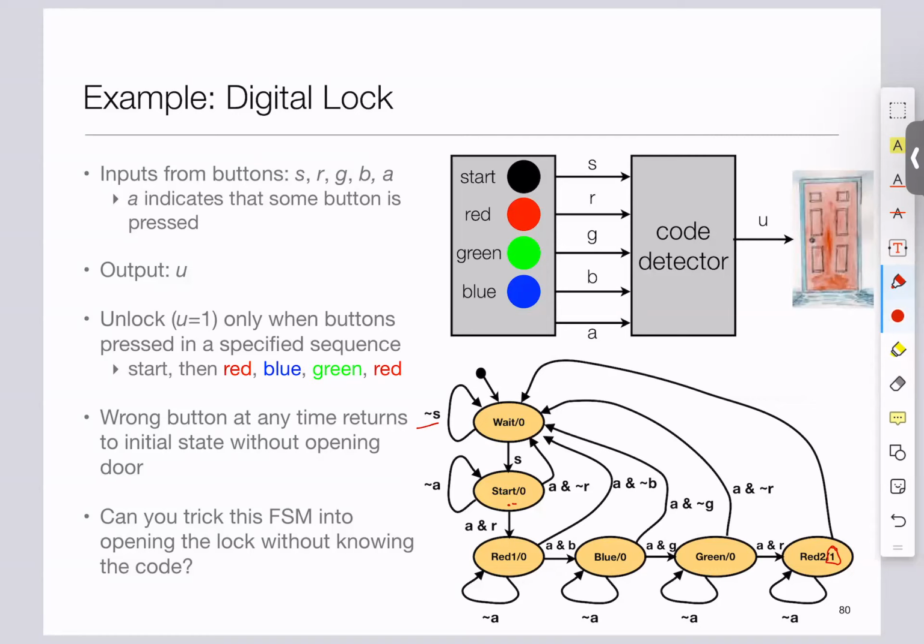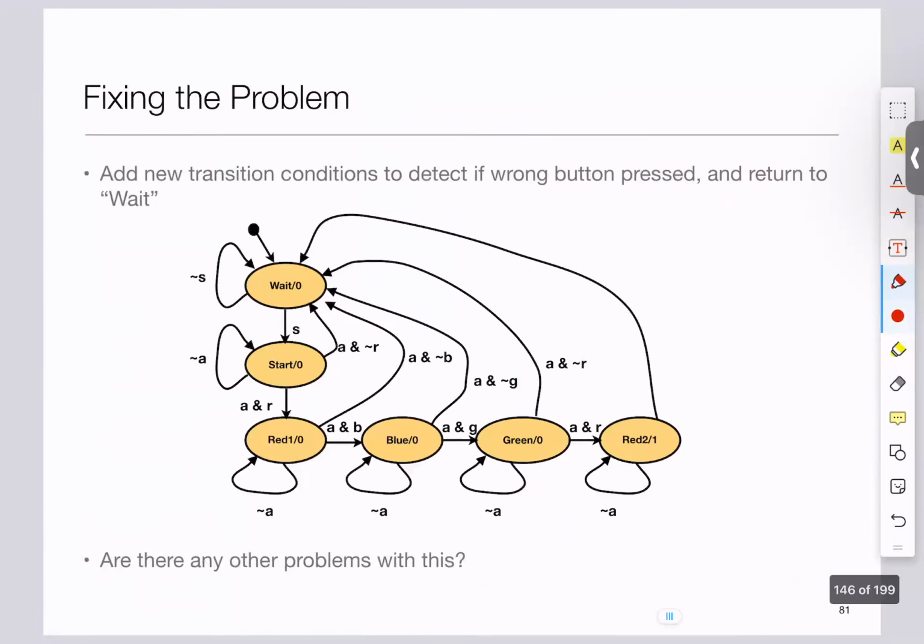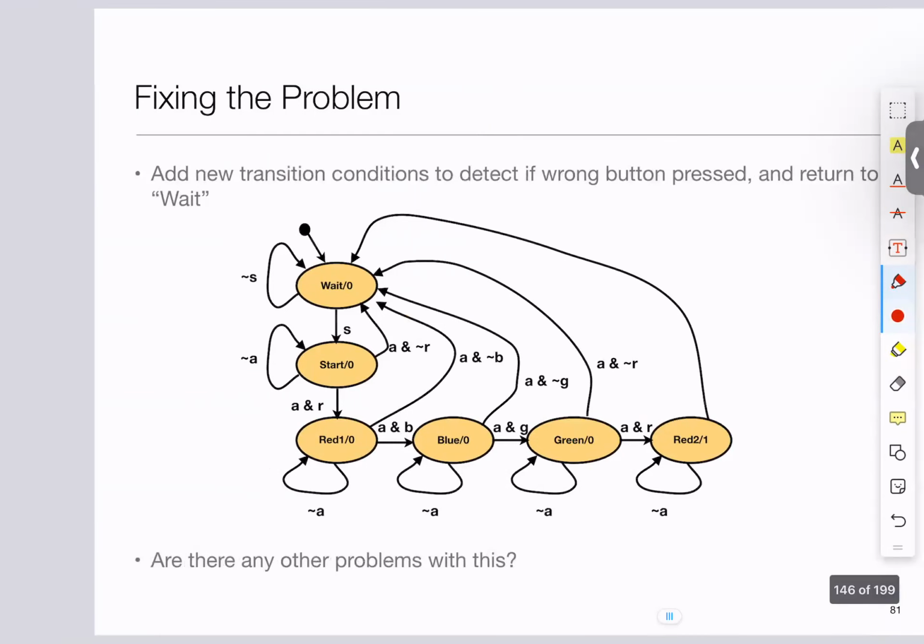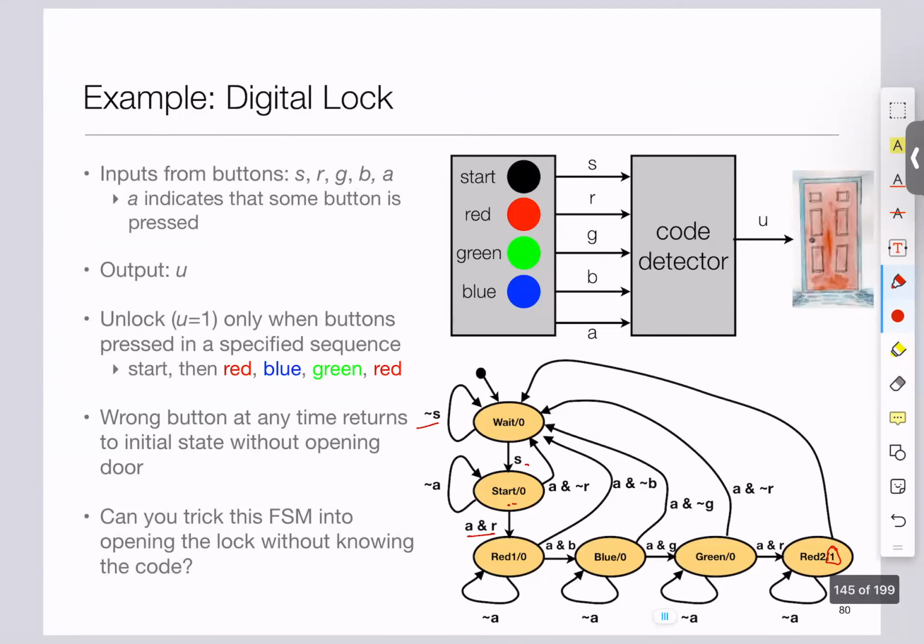Yeah, exactly. So the problem is in each one of these states. Let's imagine I just press all the buttons, right? S is pressed, so I move there. It says A and R. R is certainly pressed because I pressed all the buttons, so it will move to red. B is also pressed, so it will move through and unlock the door, right? So I don't even need to decipher the code, I just press everything. The problem here is that we are being too permissive in this process. That's one challenge.